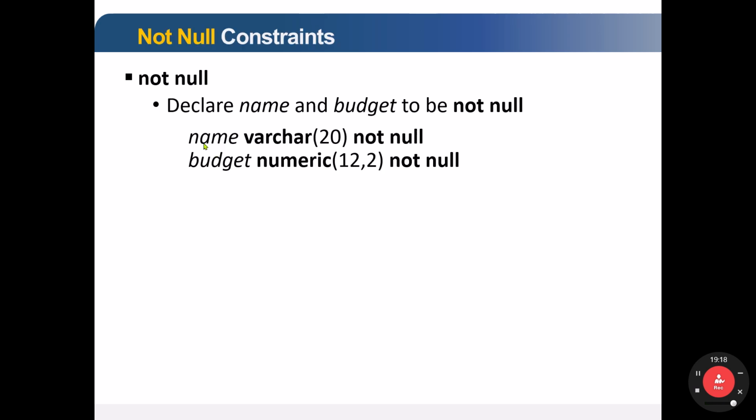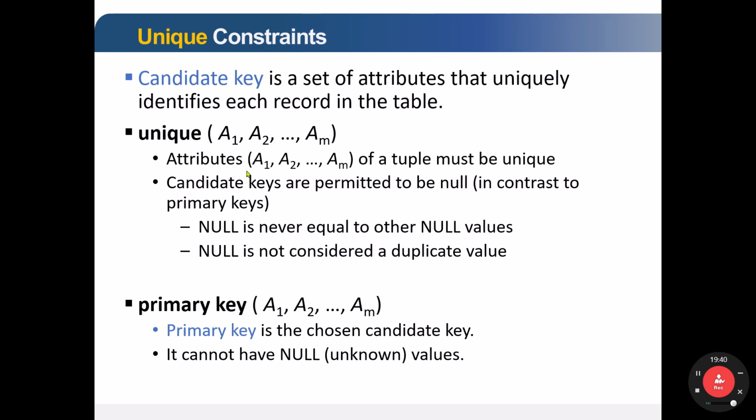So let's look at them one by one. The not null constraint is shown here. We haven't seen the not null constraint a lot, so you can just put the not null keyword after the domain name, the data type name. Then the name attribute is not allowed to have a null value.